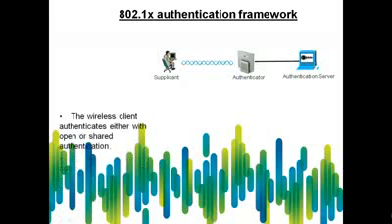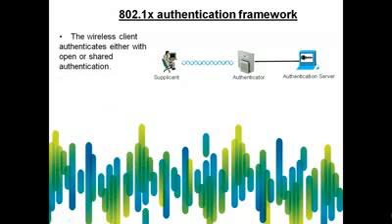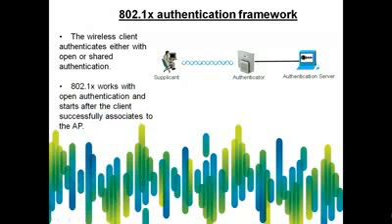When a wireless client becomes active, the wireless client authenticates with either open or shared authentication. 802.1x works with open authentication and starts after the client successfully associates to the access point. Once the client is authenticated or associated with the access point using open authentication, only after that do the other authentication mechanisms come into the picture, for example, different flavors of EAP authentication, MAC authentication, etc. to the network.